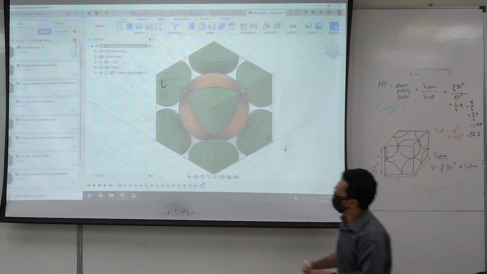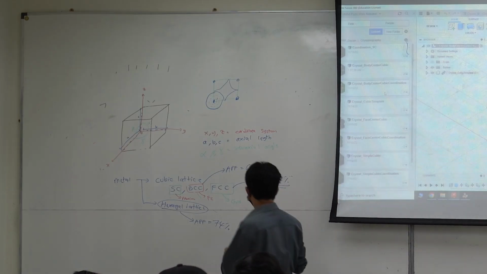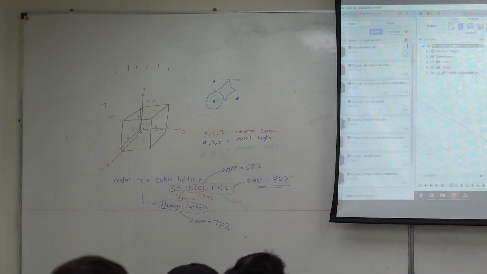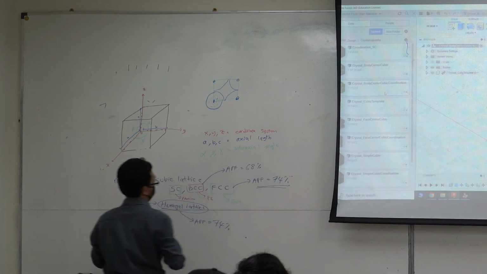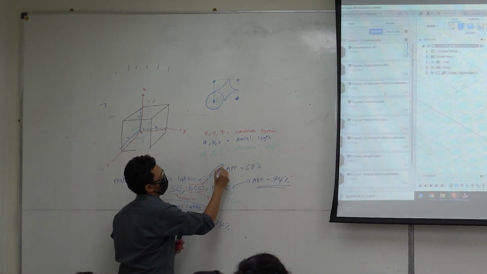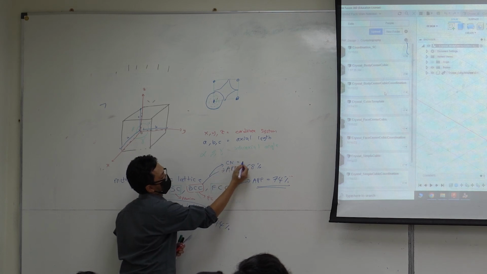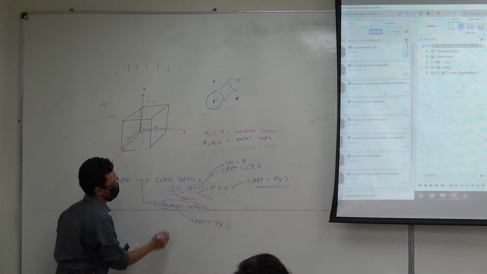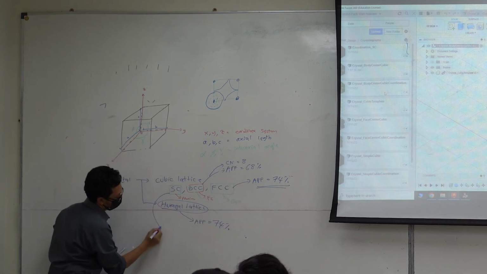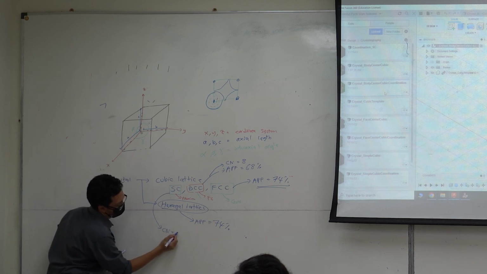So for the BCC, green is not good for writing. For the BCC, the coordination number is 8. For the simple cubic, the coordination number is 6.